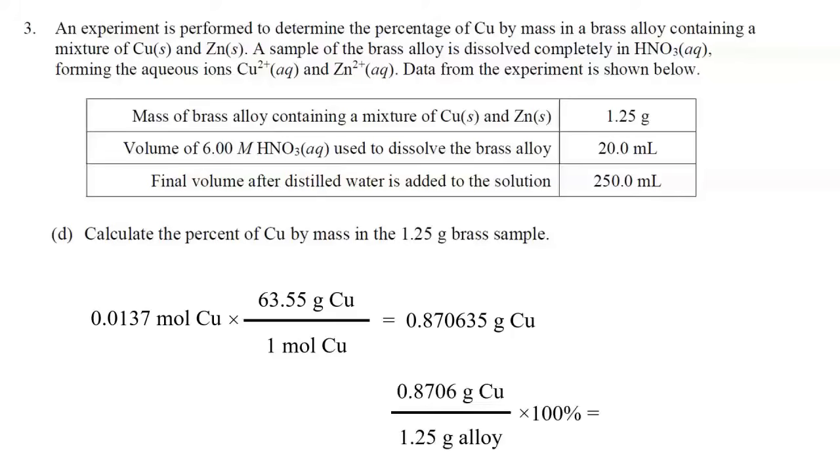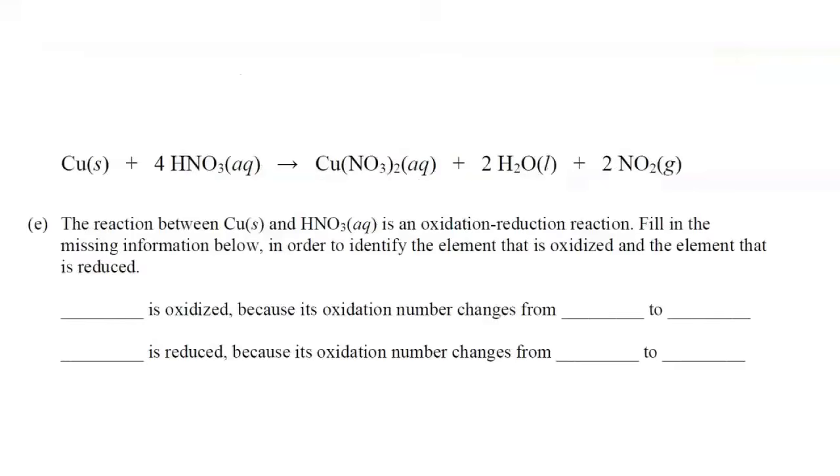0.870635, so 0.8706, just to round that off a little bit, divided by the mass of the alloy, which contains both copper and zinc, and then times 100 to convert that into a mass percent, and we get 69.7% copper by mass in this alloy. All right, moving on to part E.